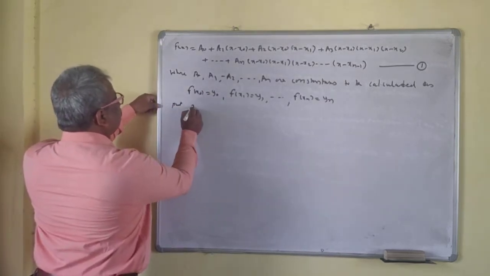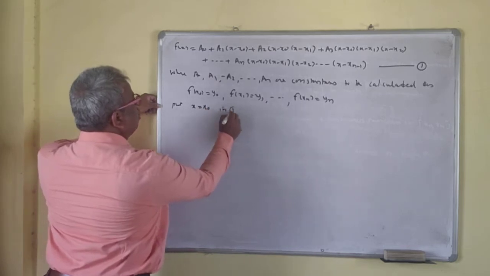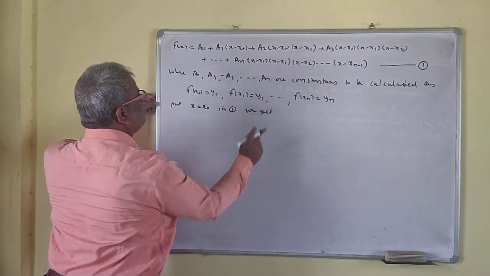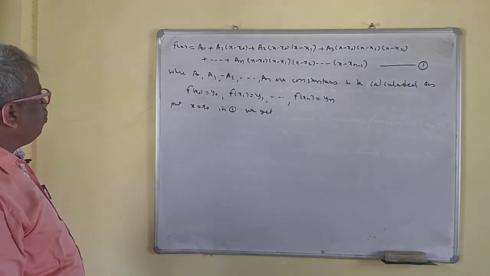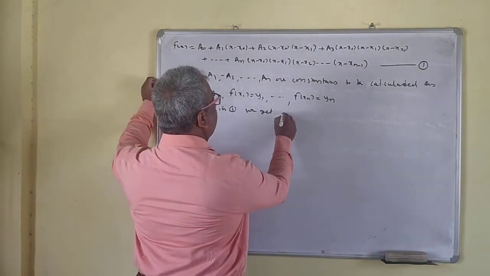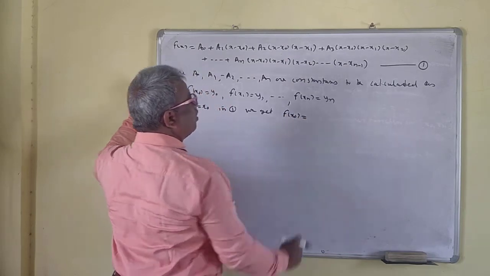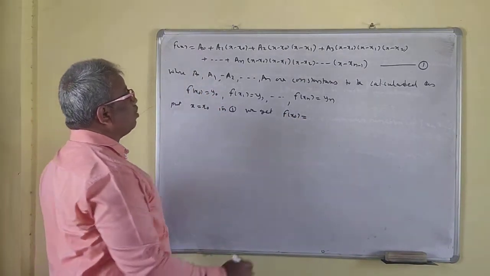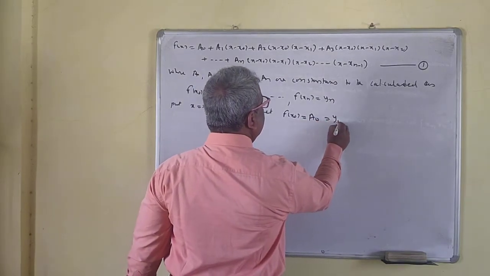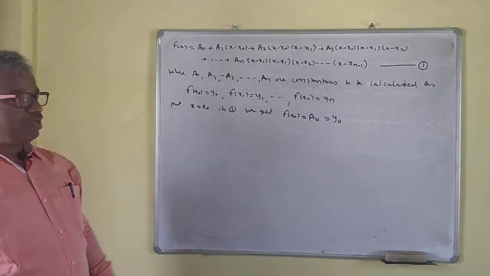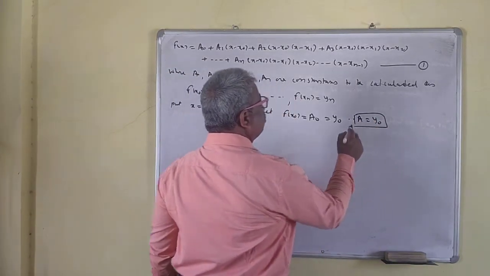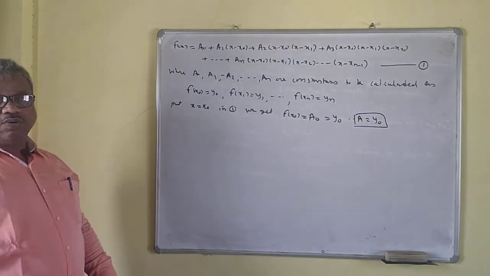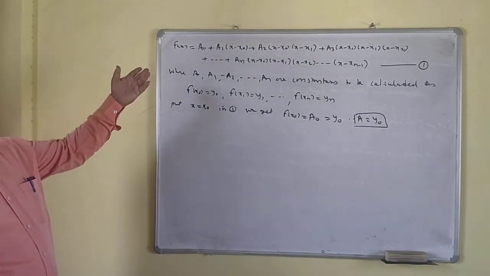Put x is equal to x0 in 1. So what do we get then? f of x0 is equal to a0. This is y0, because f of x0 is the same as y0. Therefore a0 is equal to y0. So you get the value of a0 as y0. So we put a naught as y naught.